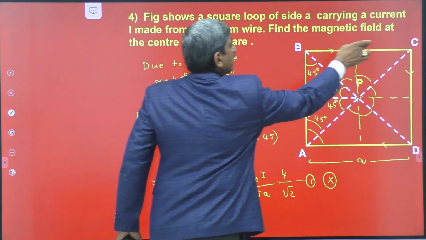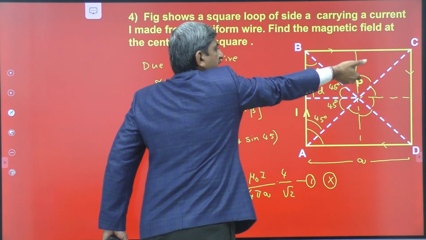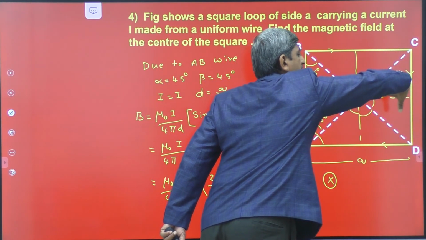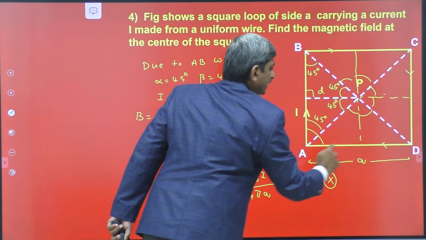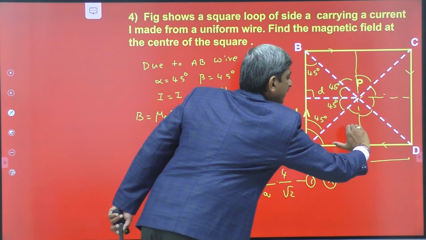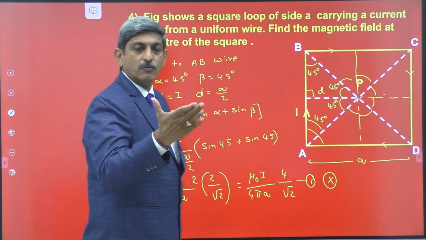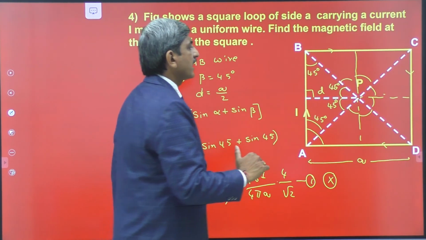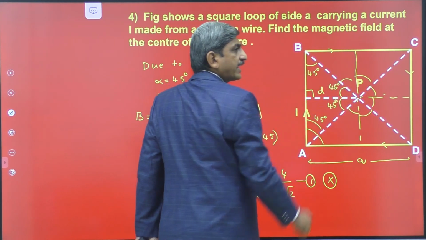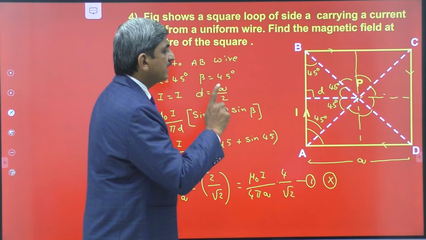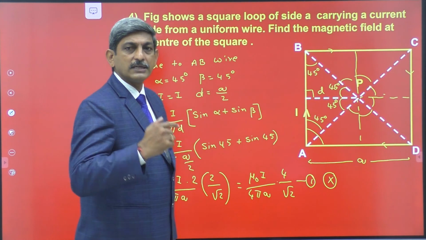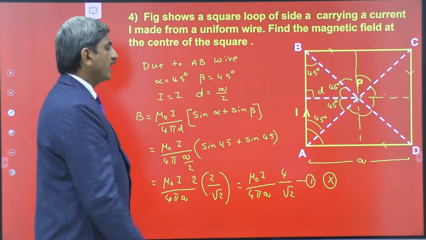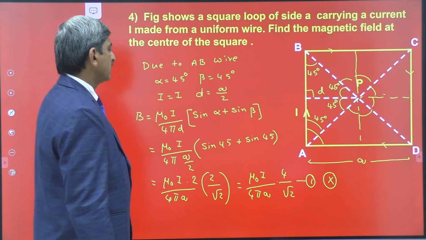And what are the directions? Due to this BC wire, the magnetic field is entering into the board. Due to this CD wire also, the magnetic field is entering into the board. And due to this DA also, the magnetic field is entering into the board. Open the thumb in the direction of the current and curl your fingers. The curling fingers give the direction of the magnetic field. For BC, CD and DA also, the magnetic field enters into the board.